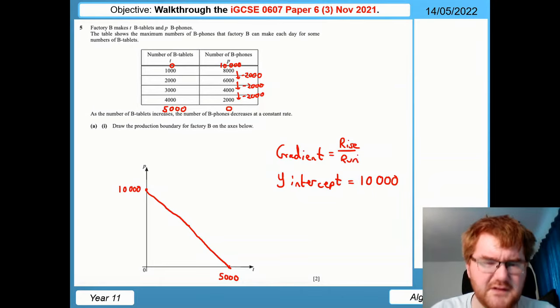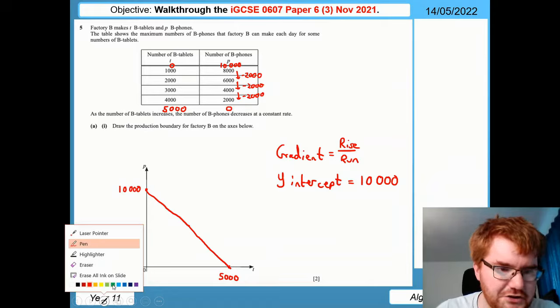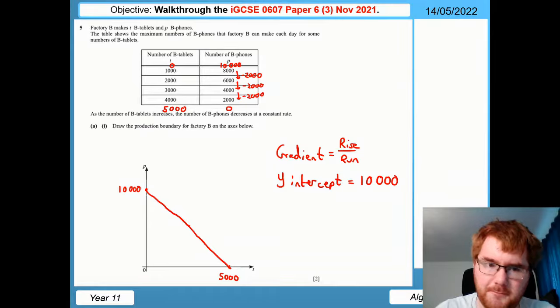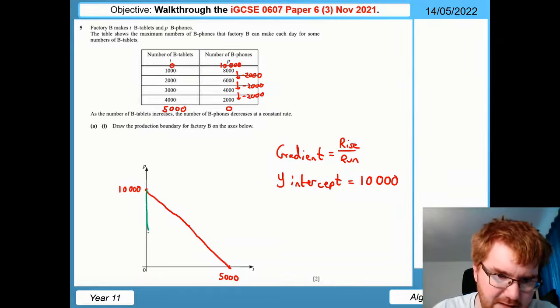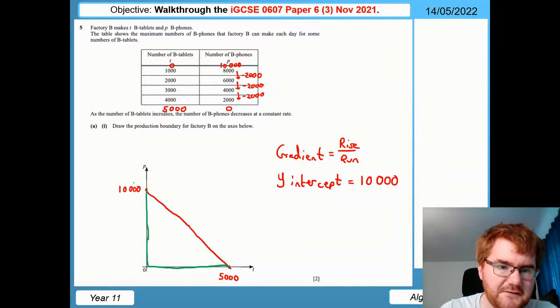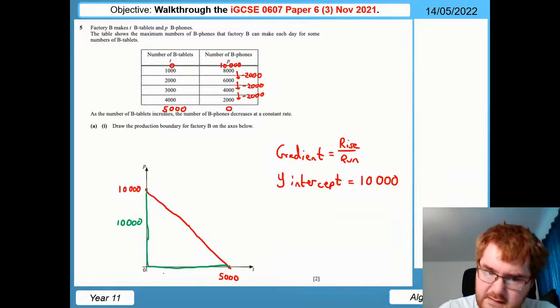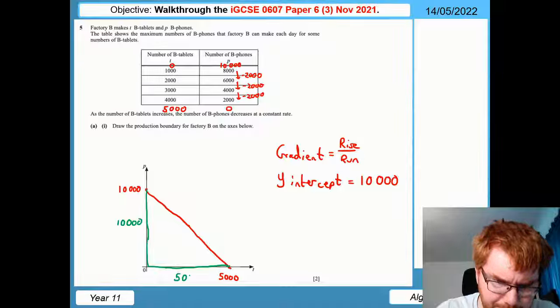Now you probably think we don't have enough information to do this. Well, we actually do. We can use the intercepts we worked out before. So I'm going to use this really, really big triangle to work out the gradient. The height of this triangle is equal to 10,000 because it starts at 0 at the bottom. This is going to be 5,000.